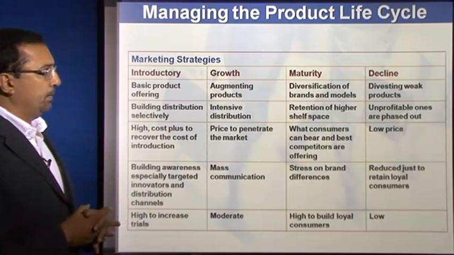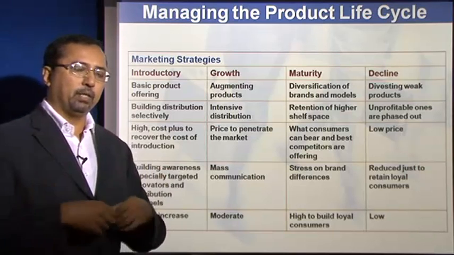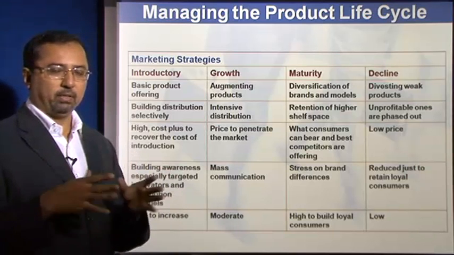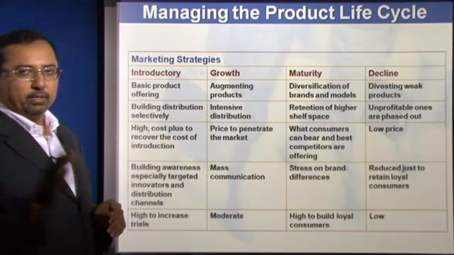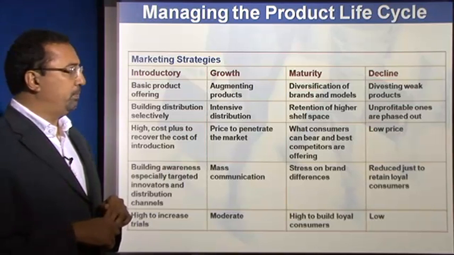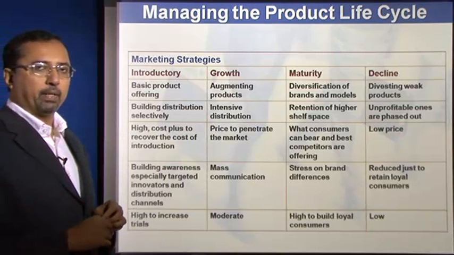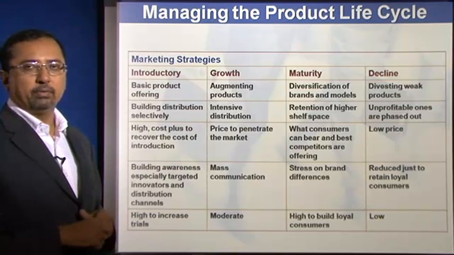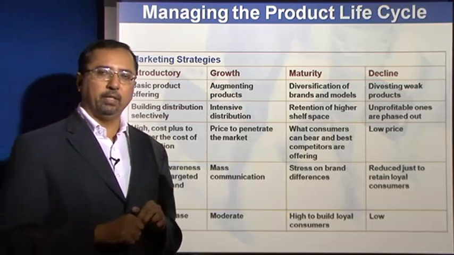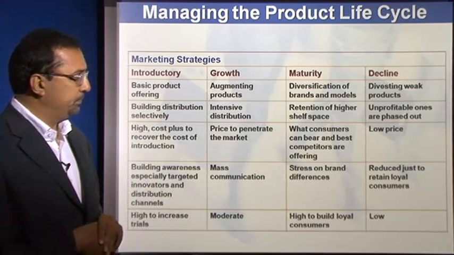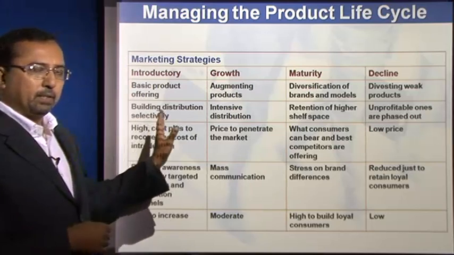Now in the decline stage, you will try to remove those products which don't seem to make sense in your portfolio, phase out and remove the unprofitable products, and try to lower your prices so that you can milk the product during the balance stage of its life cycle, and just focus on retaining your loyal customers. So really speaking, these are broad strategies.